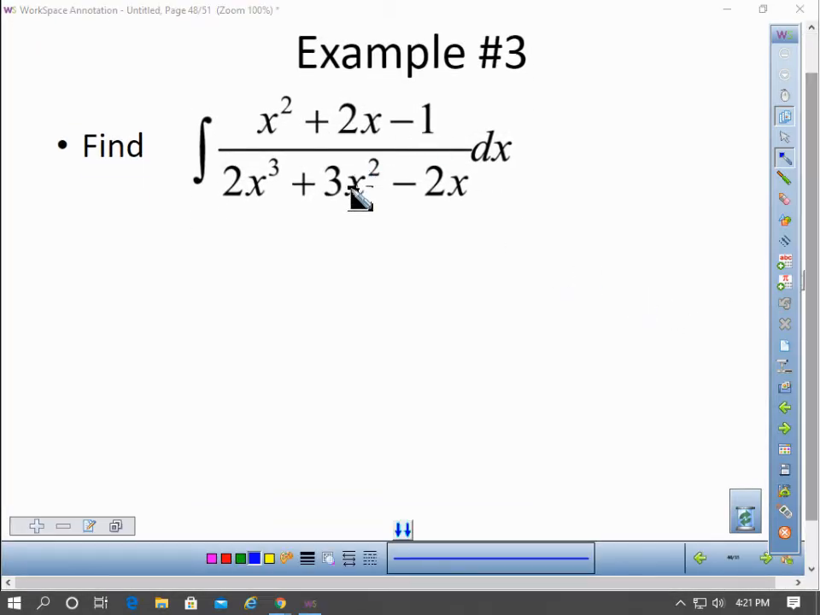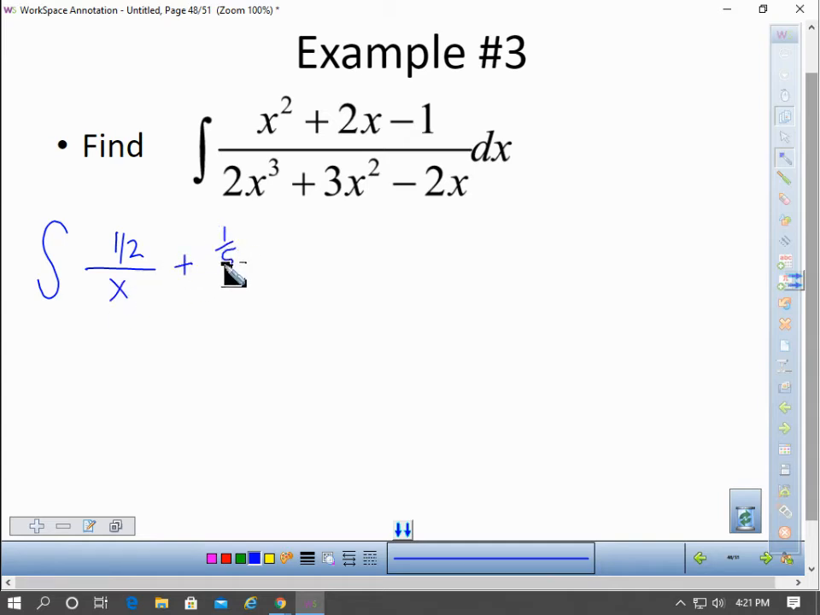Now this problem, we did the partial decomposition on the previous video, so I'm just going to put that answer in here. When we did the ABC, we factored this, and we had 3 parts, and we found an A, B, and a C. Our answer was 1/2 over x, plus 1/5 over 2x minus 1, and we've got to be careful about that one. And then C was negative 1/10 over x plus 2.